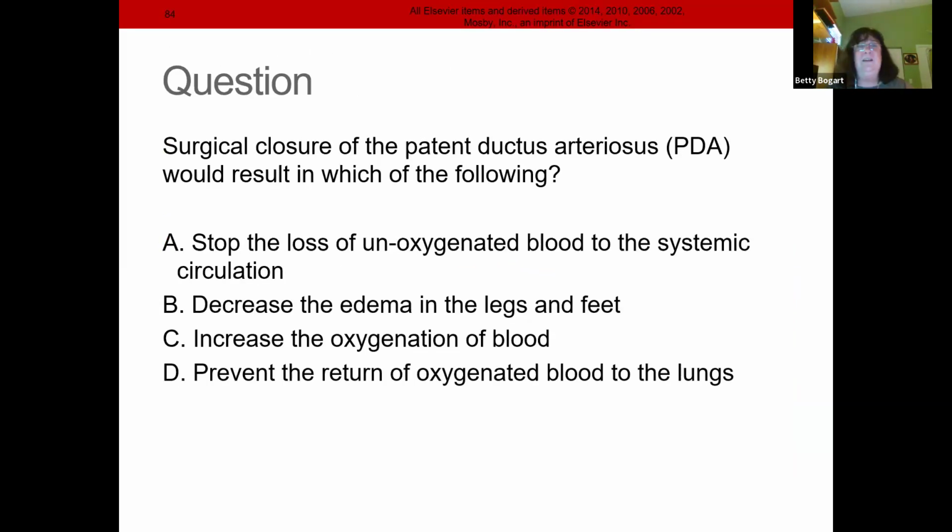So, question, here's that PDA thing. If we closed that connection between the oxygen and the body, the pulmonary artery and the aorta, what would happen? So blood flows up the aorta, right? And it could go back into the lungs. So we're going to prevent that. We want all the oxygen to go to the body. So that's your answer. Any questions?